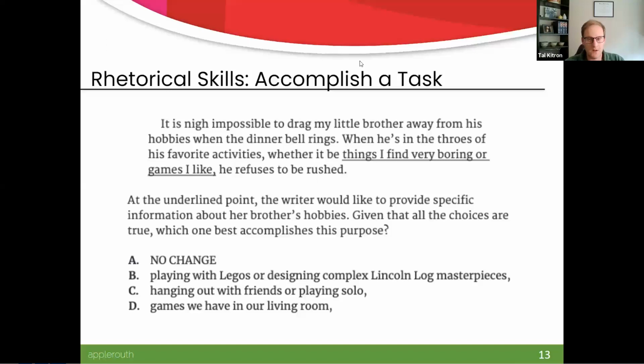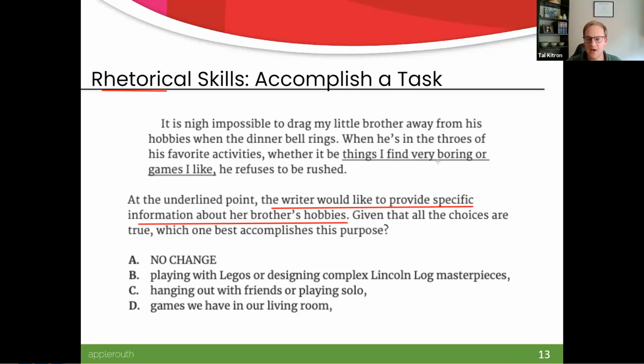If we're talking about perfect strategy here, or not perfect, but good test-taking process, we're looking to accomplish a task, which is provide specific information about the writer's brother's hobbies. The rest is all boilerplate language that will be repeated verbatim. Given that all the choices are true, which one best accomplishes, don't focus on that part. Our job is specific information about hobbies. This is a rhetoric question, so we are robots.